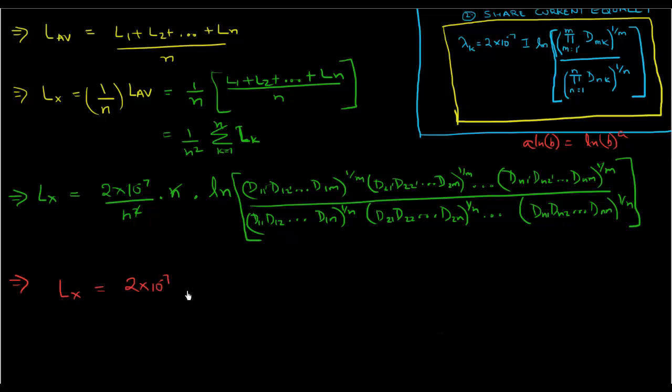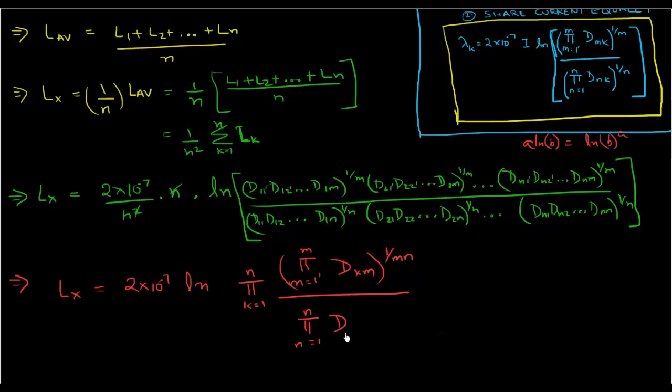2 into 10 to the power minus 7 ln of, and you'll have a product for k equal to 1 to n, and in the numerator you have the product for m going from 1 prime to m, dk of m, 1 over mn. Now this is 1 over m, and this 1 over n comes in, and then in the denominator you will have a product from 1 to n, dk of n, 1 over n square, and all of this is in the bracket for ln.